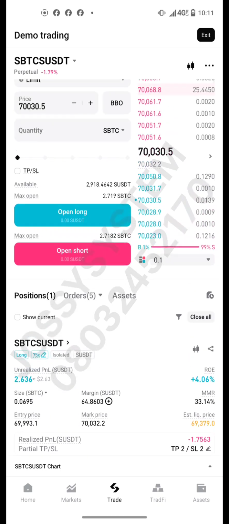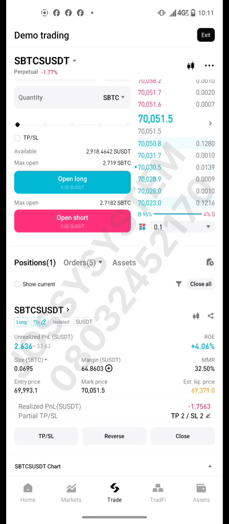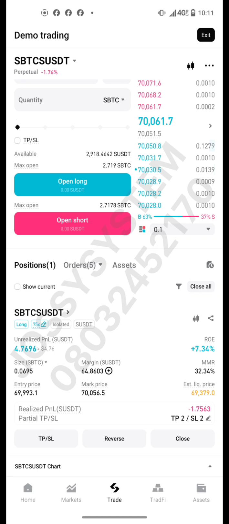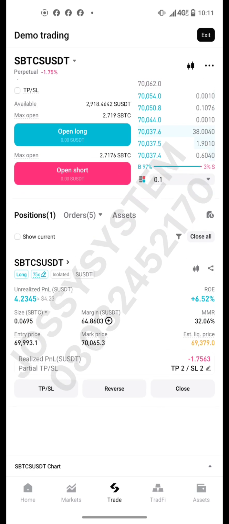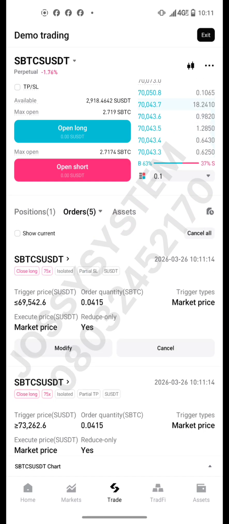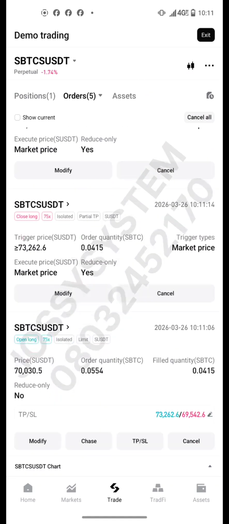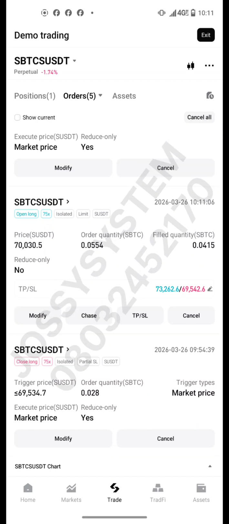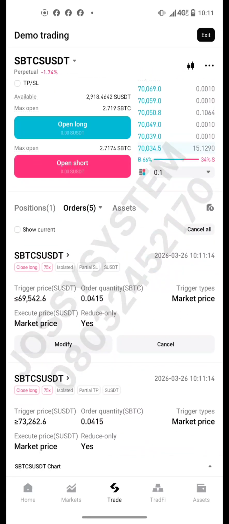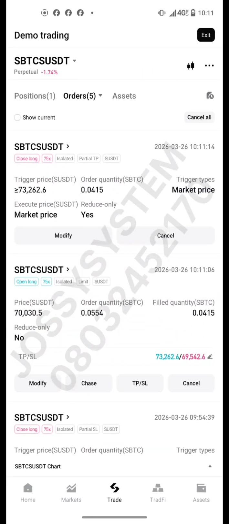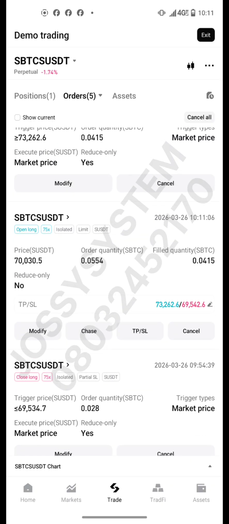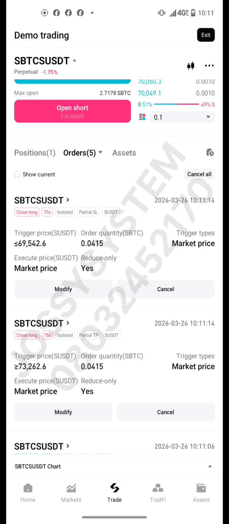Now, as it is currently, with the one I have on ground, if you are using MetaTrader, it will separate them. But here it will put them together, but you get to see them here. So we bought these at 70,030. So it's putting them together.